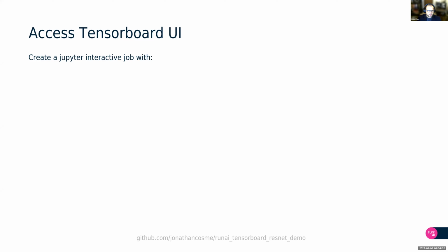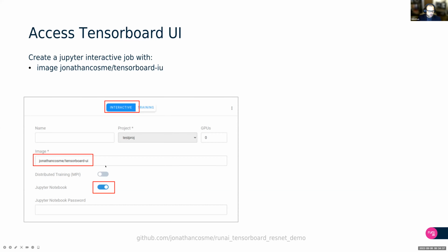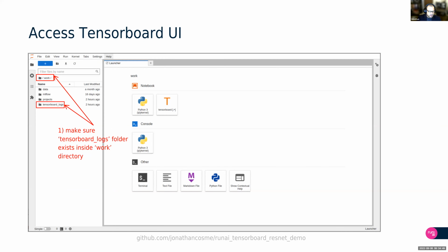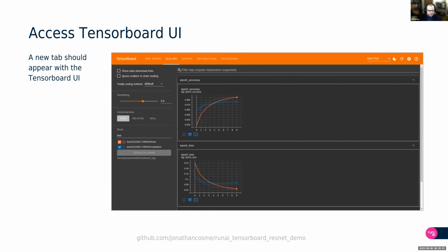And so in order to access the UI, we're going to create an interactive job, but we're going to use the Tensorboard-UI as our image. And of course, as always, onto our work directory, we're going to mount our NFS. And then we're going to access the Jupyter Notebook, and we want to make sure that our Tensorboard logs folder is there. And finally, we're just going to go ahead and click the Tensorboard tile to launch Tensorboard. So a new tab will appear with the UI.